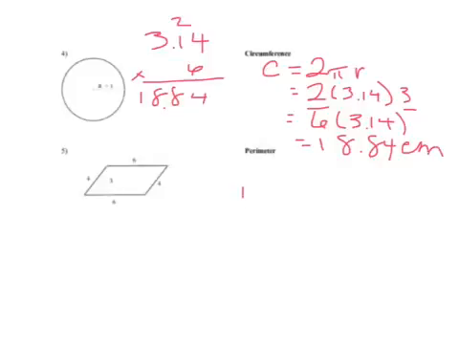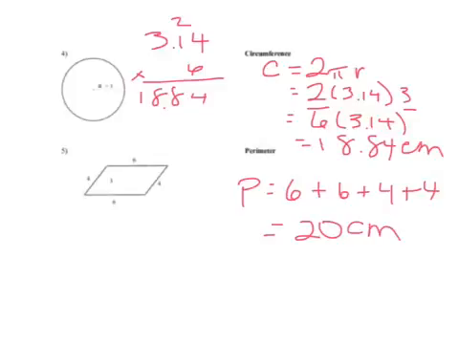And the last one, we're going to do 6 plus 6 plus 4 plus 4. That's 10, 10, that would be 20 centimeters. So there you've got circumference and perimeter together. Use your formula chart. Watch your units, especially if there's decimals involved, and just keep track of your computation.